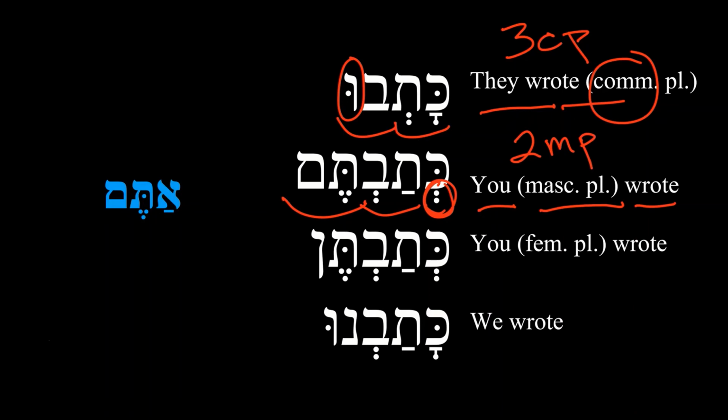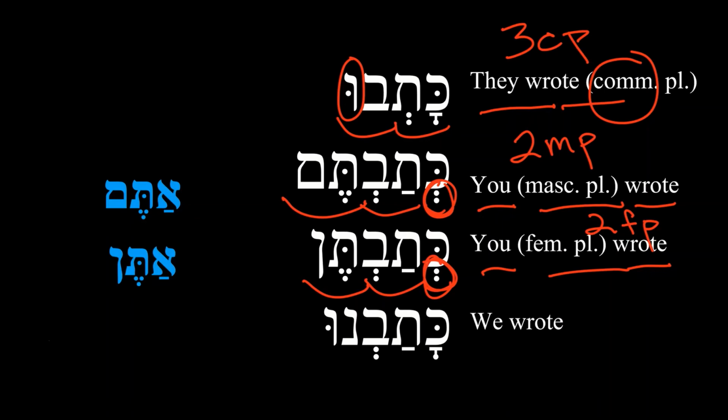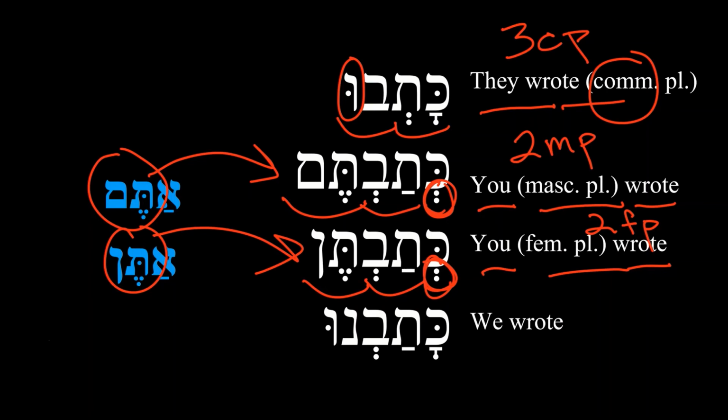Now if we wanted to say you, feminine plural, wrote, which would be a 2fp, we would then say ktavten. Again, notice that shva there is vocalized, giving us the sound of the consonant. We would also note the personal pronoun for you, feminine plural, aten. Notice the tem at the end for masculine and the ten at the end for feminine matches what we have in the personal pronouns.